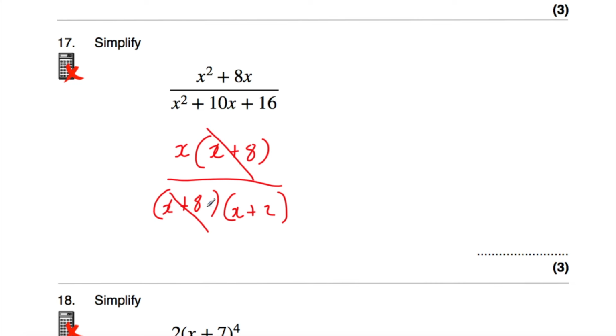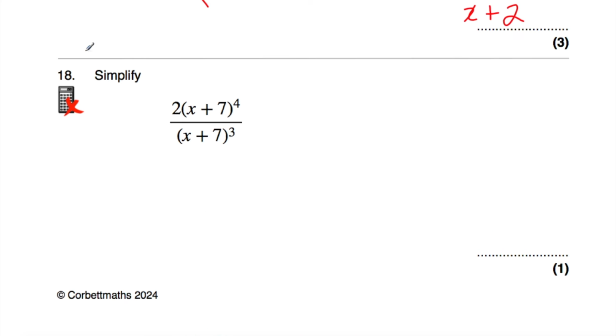And if we divide both of them by x plus 8, we'll just be left with x over x plus 2. And that's it. So we've simplified this, and we've done it by factorizing the numerator and then the denominator, and then we've looked to see, are they both divisible by anything? And they're both divisible by x plus 8. So we've divided both the numerator and the denominator by x plus 8, and that's left us with x over x plus 2. And that's it.